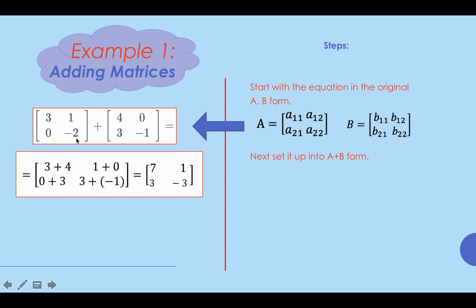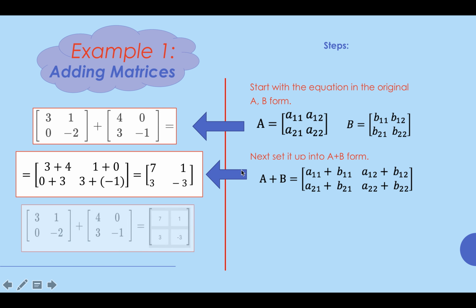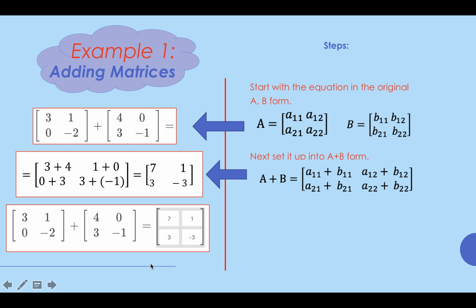Sorry, I just thought I got that wrong. No, I didn't. Anyways, once you set it up like that, then you have your answer after you do the addition. So we know that the answer is 7, 1, 3, and negative 3.